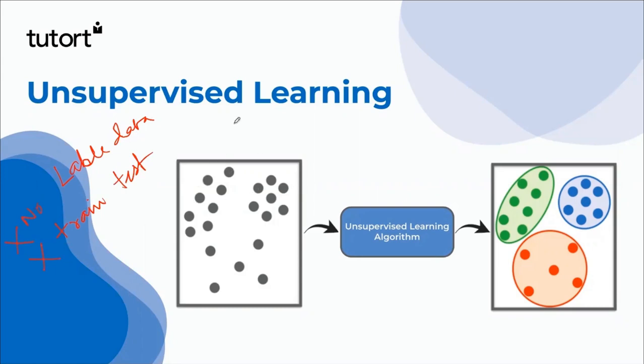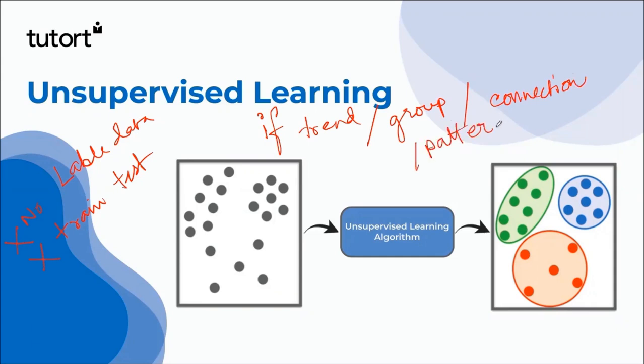So what are we trying to do with the help of an unsupervised machine learning algorithm? Suppose we have data and we want to find out if there is any trend, any group, any connection, or any pattern present in our dataset, then we will perform an unsupervised machine learning algorithm. Because here, in unsupervised machine learning, the output is not known.